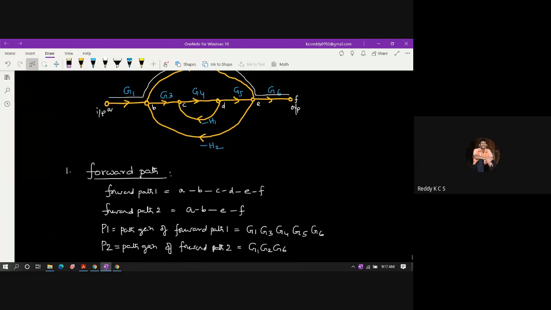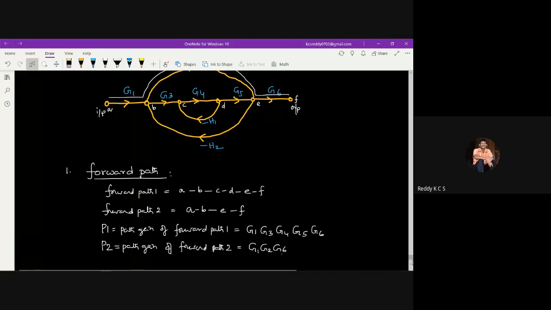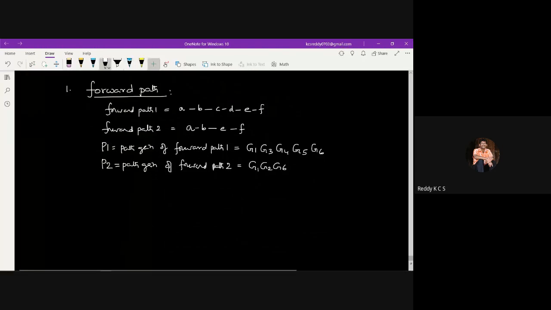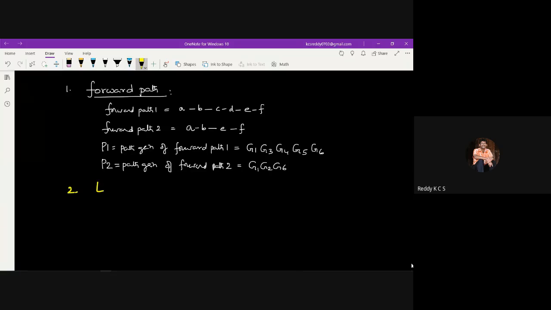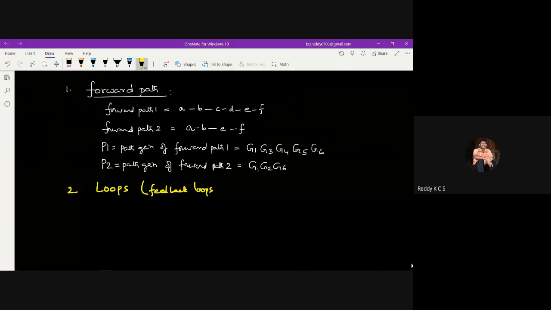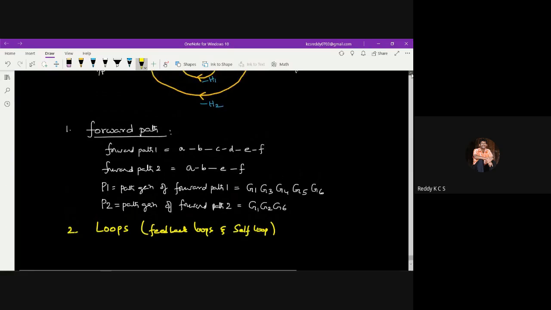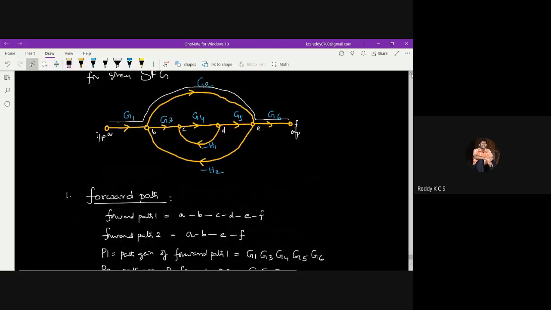The second point is that we always need to find out how many loops there are in the problem. So the second step is identifying the loops, or feedback loops. One more thing we have is the self loop. Here there is no self loop, because if you look at the signal flow graph, there is no self loop here.